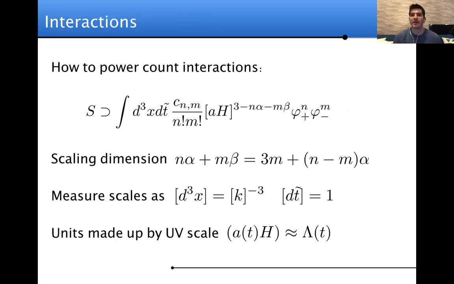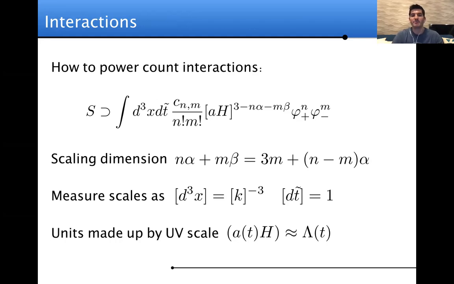Okay, so having figured out how to write down the quadratic action, we're now ready to move on to writing down all possible interactions of this effective theory. So the first thing you would think to do by power counting is potential-like terms. So this would be phi plus to the n, phi minus to the m. Now, remember, phi plus behaves like an operator of scaling dimension alpha, phi minus like an operator of scaling dimension beta. So the dimension of the operator itself is n alpha plus m beta. And then our measure scales like 1 over k cubed. The time part of our measure doesn't scale like anything.